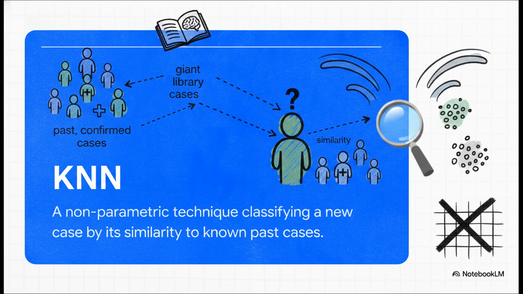Now let's clear up some of the technical jargon you might hear. KNN is a type of supervised learning. That just means the algorithm learns by example. It uses a giant library of past, confirmed cases, like looking at an answer key. It's also called non-parametric, which is honestly just a really fancy way of saying it doesn't try to force one single mathematical equation onto every single patient. It classifies a new case purely by its similarity to those known past cases.